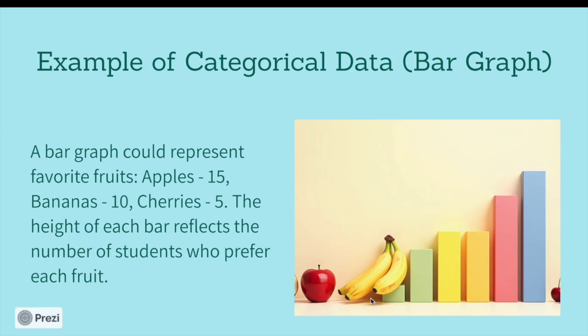Now we'll take a look at some examples. Categorical data can be illustrated using bar graphs, which compare different groups. For instance, a bar graph could represent favorite fruits. So in this class, maybe 15 people love apples, 10 love bananas, and 5 love cherries. The height of each bar reflects the number of students who prefer each fruit.